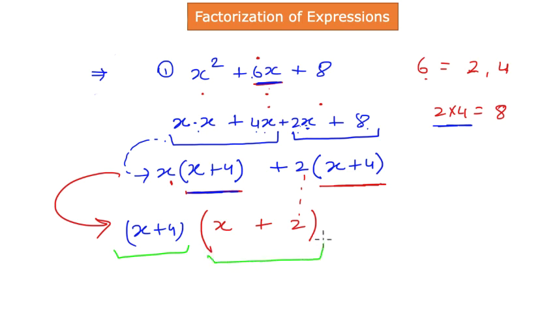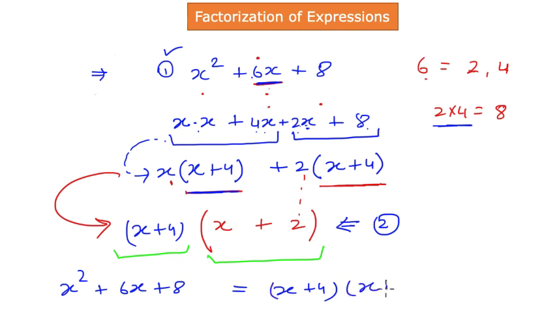Okay, now you have two parts where part 1 is x plus 4 and part 2 is x plus 2. Or in other words, you have divided this expression into its equivalent expression that can be written as a product of two expressions. You could say that x square plus 6x plus 8 is equal to x plus 4 times x plus 2. When you open the parentheses, you will find exactly this expression. And this is the concept and this is the method of how you create factorization of expressions.